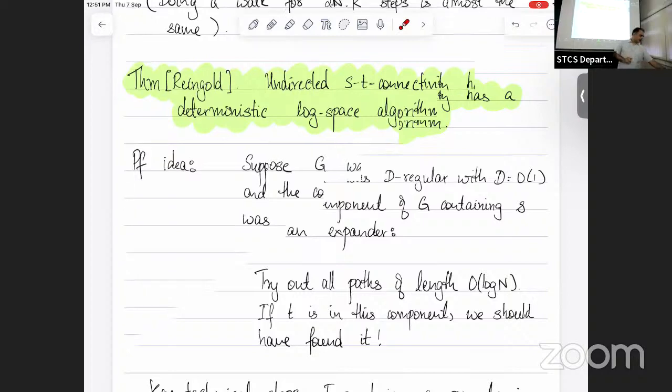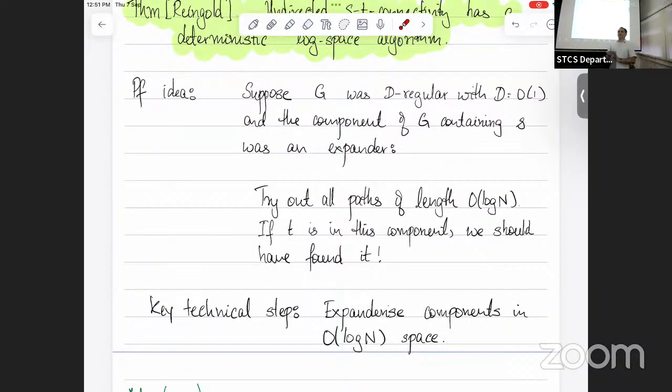And the key technical part of Reingold's analysis is to somehow get to this dream scenario. You start with an arbitrary graph, and then you build a graph that is an expander in each component, using only log space. This is a very non-trivial thing to do, because you won't actually be able to write down this graph at all, since you don't have space to write it down. This graph is somehow going to be implicit.